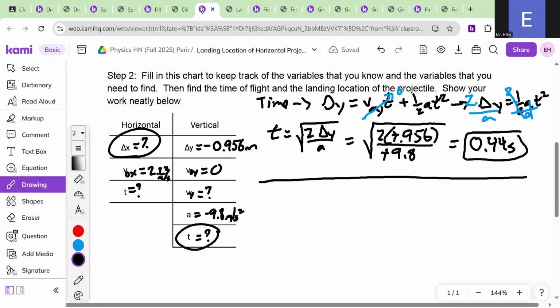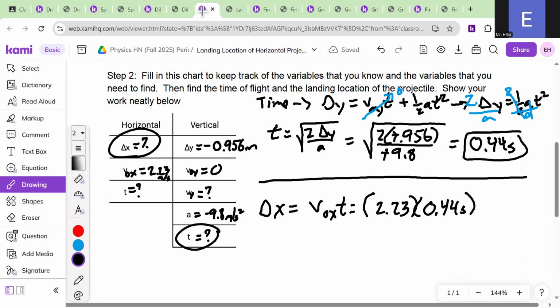And then for my horizontal distance, we're going to go V naught X times T. So 2.23 times 0.44. Let me see. I'm getting a horizontal distance of 0.981 meters. So almost a meter away.